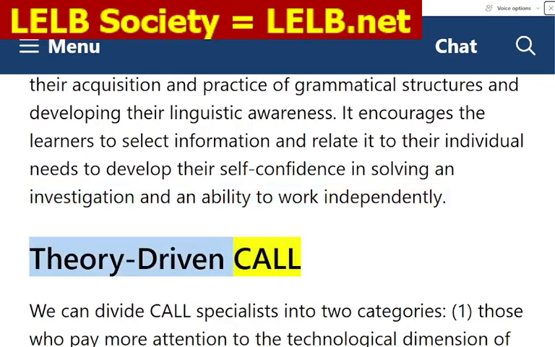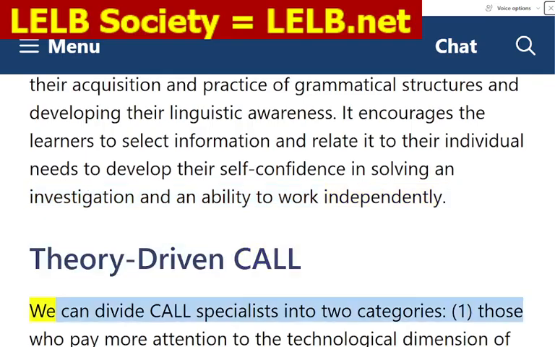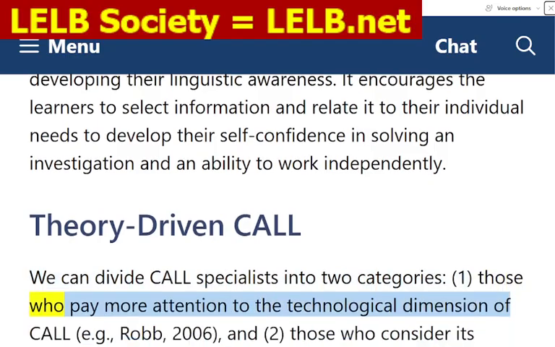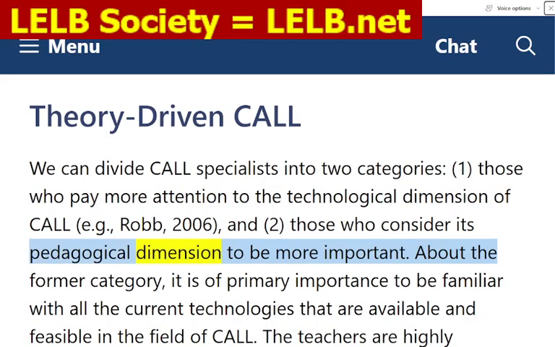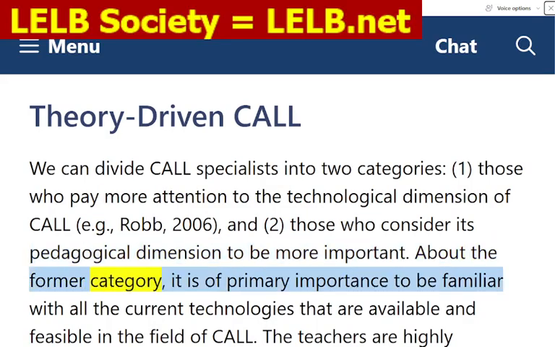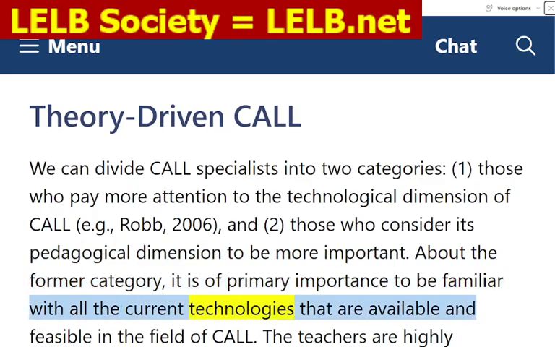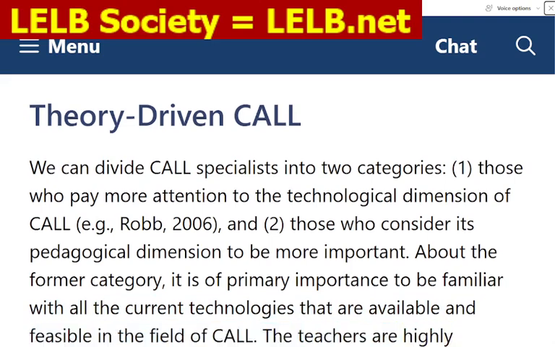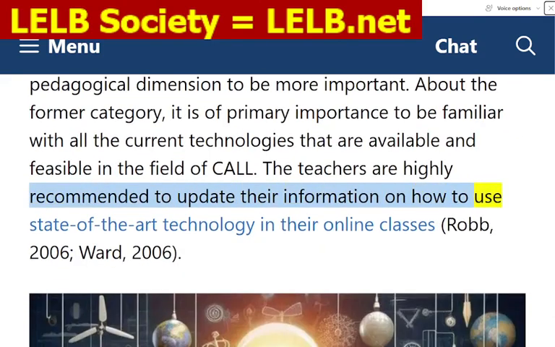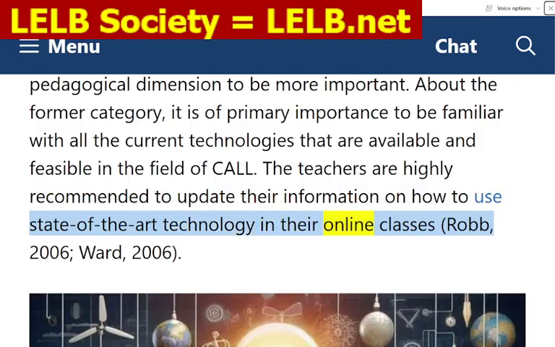Theory-driven CALL. We can divide CALL specialists into two categories. One, those who pay more attention to the technological dimension of CALL, e.g., Rob, 2006, and two, those who consider its pedagogical dimension to be more important. About the former category, it is of primary importance to be familiar with all the current technologies that are available and feasible in the field of CALL. Teachers are highly recommended to update their information on how to use state-of-the-art technology in their online classes.